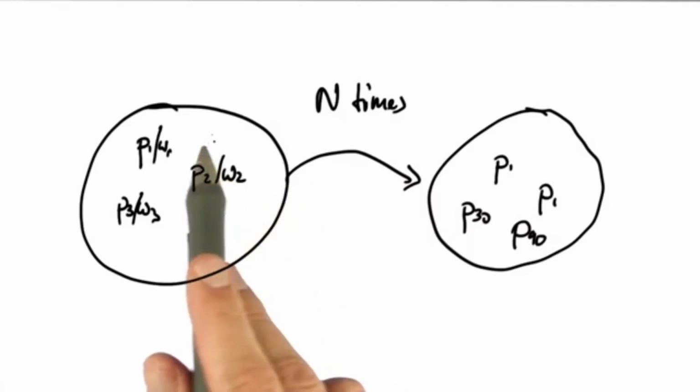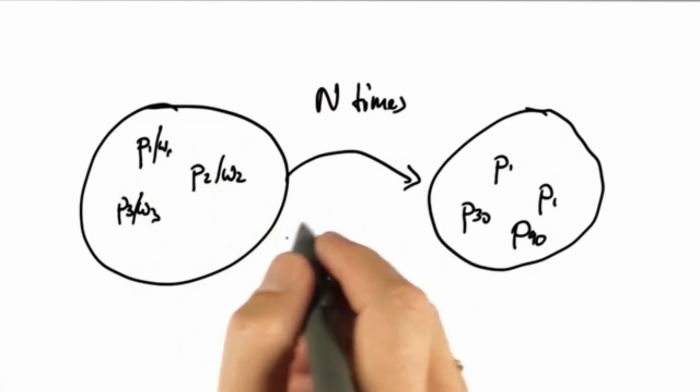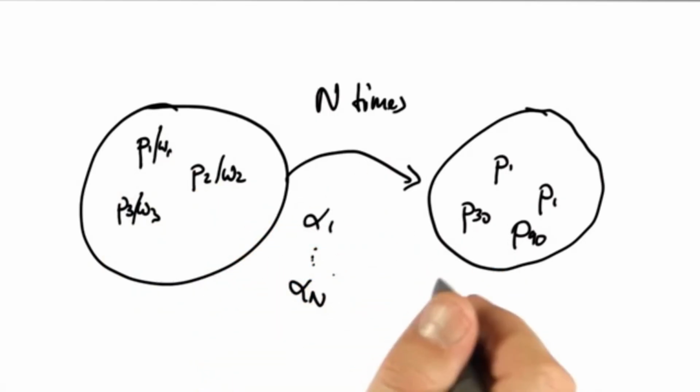Now it turns out this is not an easy thing to do. An obvious idea might be to compute all these normalized alphas, but you still have to be able to sample from those.